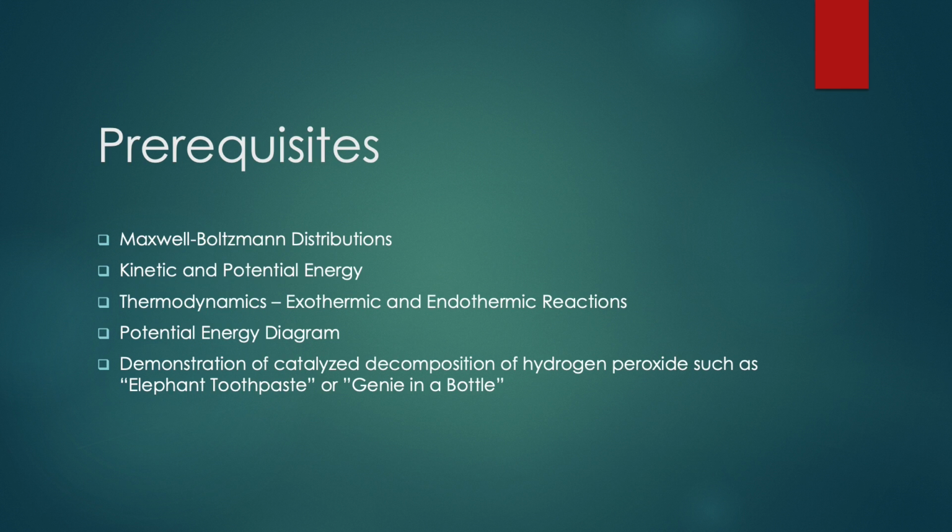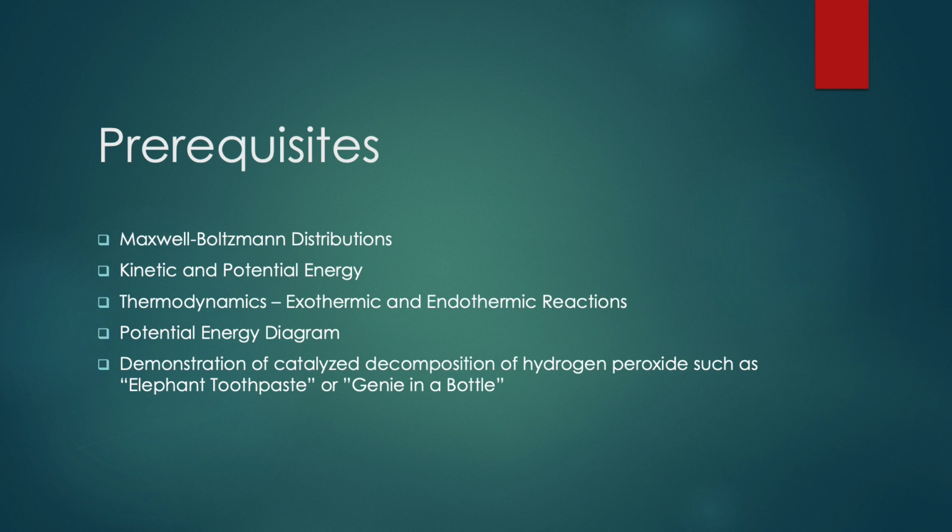The prerequisites for this lesson: students should have already gone through the Maxwell-Boltzmann distribution, what one is. In my class, I actually do a POGIL activity on that as well. So students do that early in the year, as this is a fundamental, I think it's a foundational principle that we use to explain many things in chemistry. So we do Maxwell-Boltzmann distributions early.